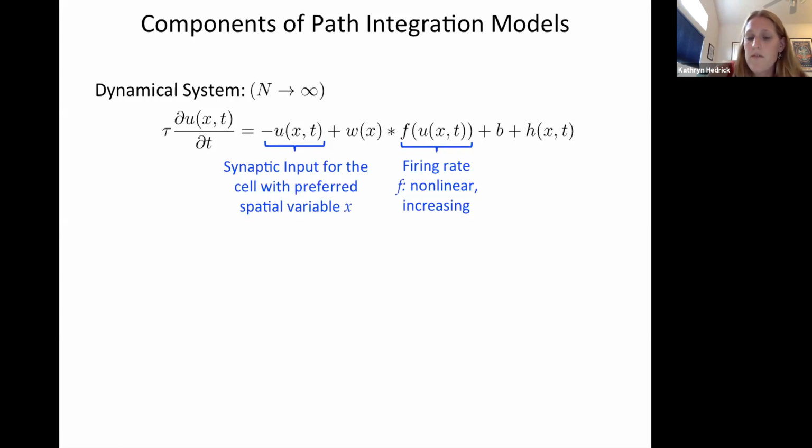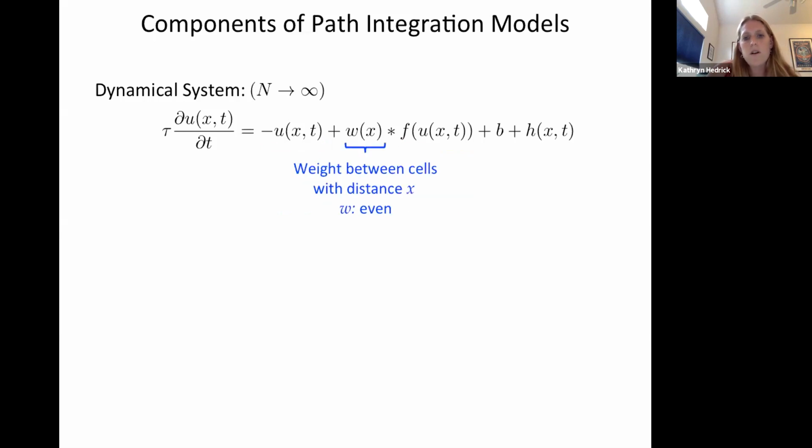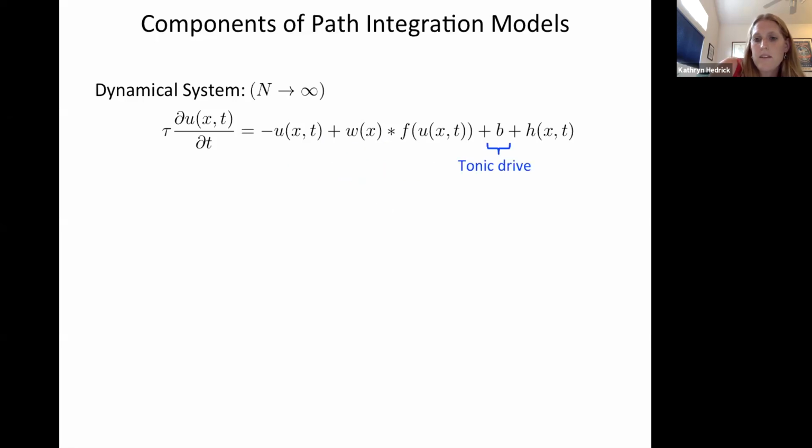F of U is the firing rate of each cell. And the firing rate is convolved with this weight tuning curve, W of X. This is the weight between cells with distance X between their preferred spatial variables. B is a tonic drive. And then H is the self-motion input. So this could have terms in it with the velocity, possibly the acceleration of the animal. But importantly, this cannot contain absolute location. So nowhere in this model does the system get information about absolute location or about landmarks.